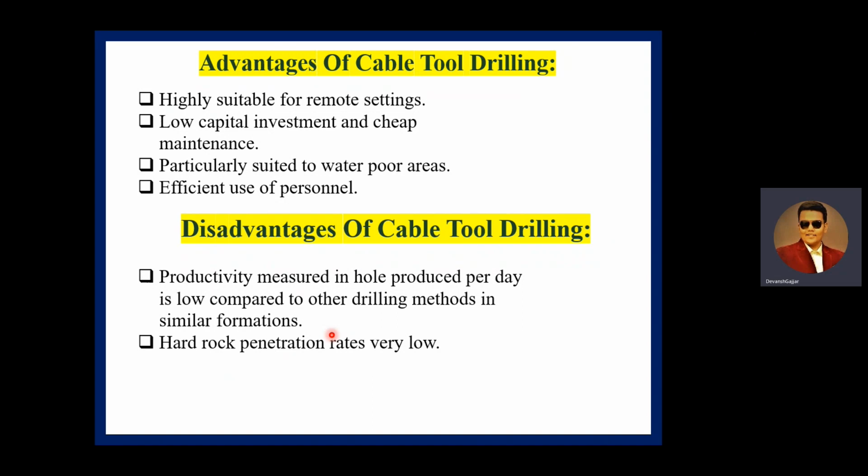Okay. So next is low capital investment and cheap maintenance. Percussion drilling requires a low capital cost for new cable tool rigs, significantly less than new rotary drilling machines of similar capacity. As well, cable tool maintenance is less expensive than parts for the less mechanical and more hydraulically equipped rotary systems.